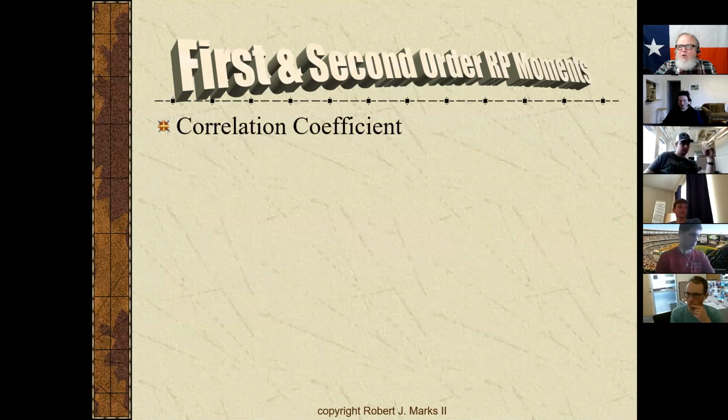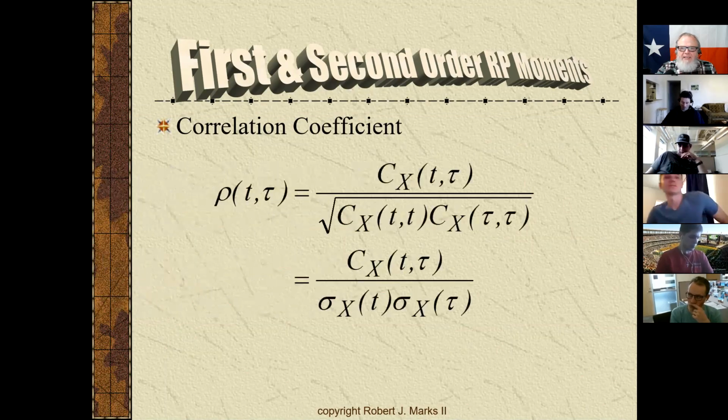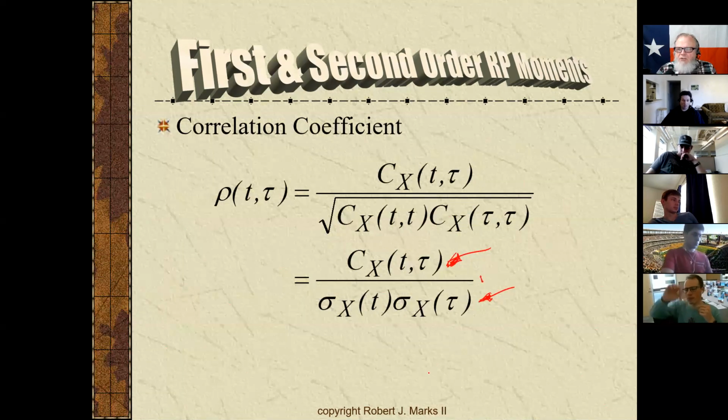Then there's something else called the correlation coefficient. This is related to the covariance. And this is the correlation coefficient. This is the thing that statisticians like to do when they plot their X and Ys. They like to figure out what the correlation coefficient is. And so as you can see here, the correlation coefficient is equal to the autocovariance divided by, normalized if you will, by the individual standard deviations of the stochastic process.